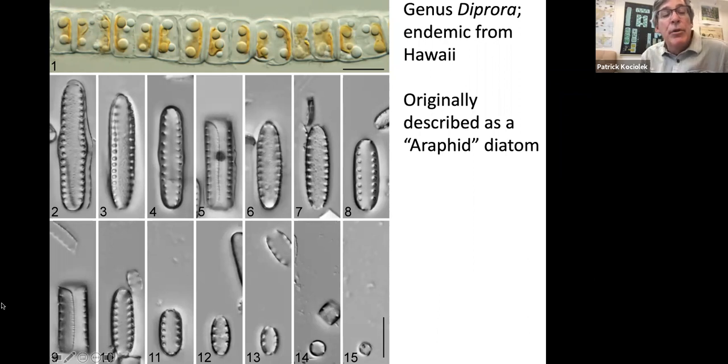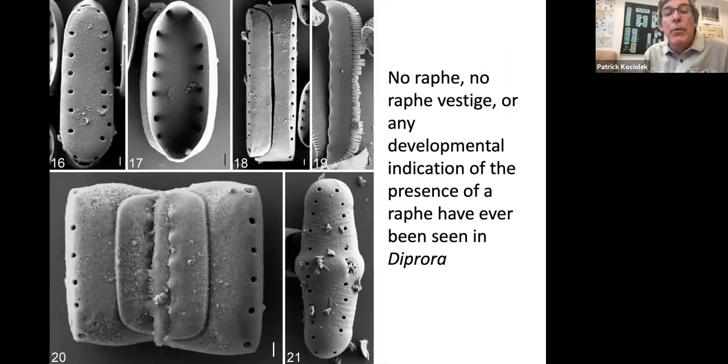You can see the size diminution series. Here's some of the largest valves, and here must be the smallest valve of this diatom. And we were able to see this diatom through its size diminution series, and because we were able to get it in culture, through its ontogenetic series of laying down its cell walls. At no point in this diatom's life cycle is there a raphe expressed. Never have seen it.